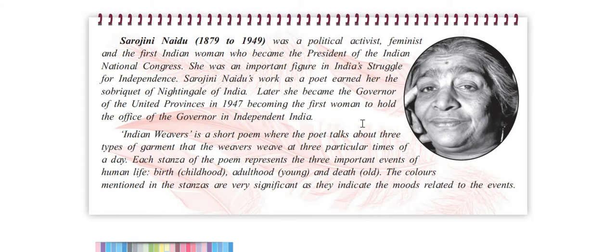First, when a newborn baby is born, that is childhood. Second is young age, and that is adulthood. And the third is death. The colors mentioned in the stanzas are also very significant because every color tells you something about the phase of life. So let us start with the poem now.